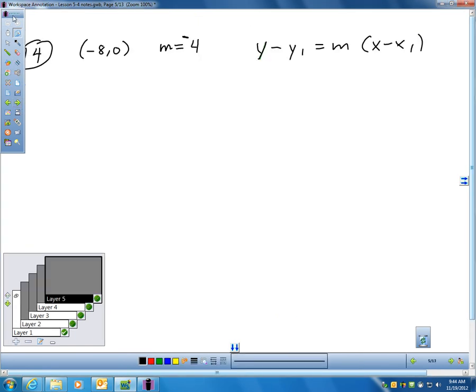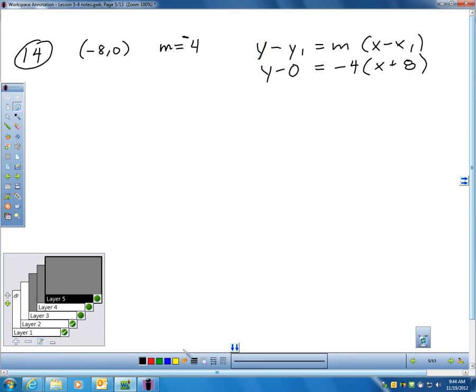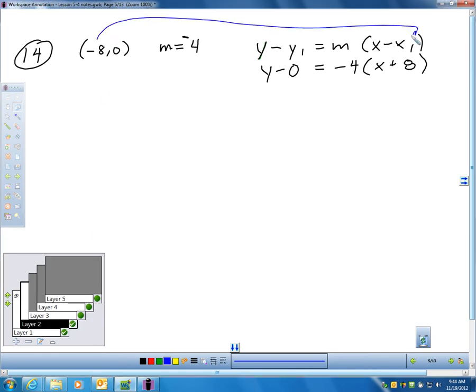Let's go to 14. They give me a point and they give me the slope. So we'll start off real quick. Here's my point. Negative 8 gets plugged in for x sub 1, as you can see. 0 is getting plugged in for y sub 1, as you can see, and my slope of negative 4, you can see that was plugged in for slope.